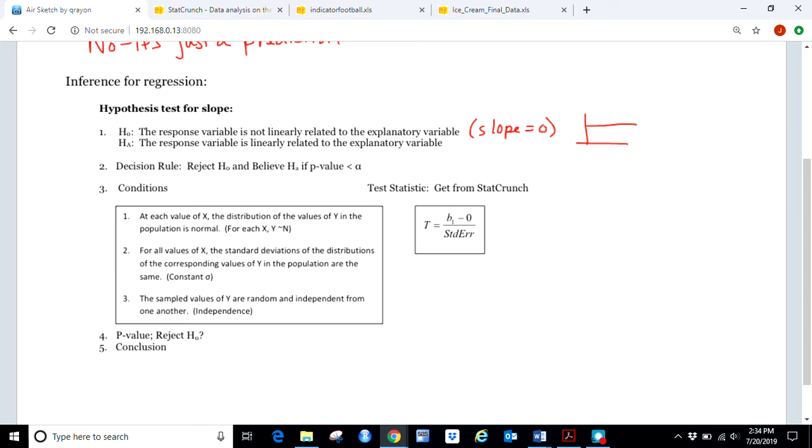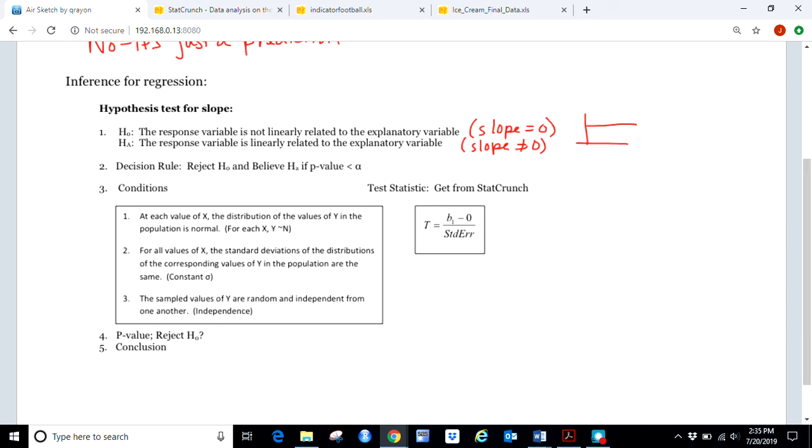Our alternative hypothesis will simply be that the response variable is linearly related to our explanatory variable, or, thinking of this in the slope idea, that the slope is not equal to 0. Step 2 will be the same as it was before. We will always reject the null and believe the alternative when our p-value is less than alpha.